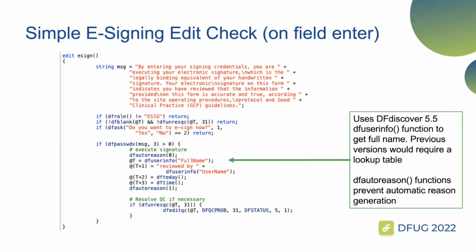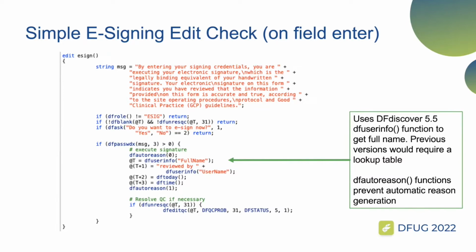If you say no, then the edit check aborts and continues. And if you say yes to that, then it's going to ask you for your password and it's going to display that message that's up at the top in red. If you get the signature correct, df password X is going to return a value that's greater than 0. So we go and fill in the user's full name, the reason. I've hard coded that as reviewed by, but you could put whatever message you wanted in there, and then the date and the time field.